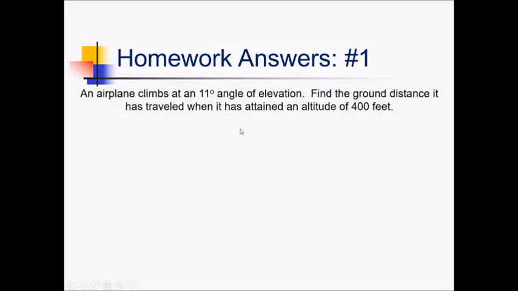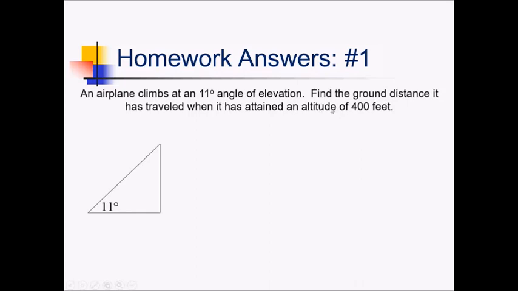For this word problem, let's start by getting a picture. So we have an airplane climbing at an 11-degree angle of elevation. That tells us we're going to have a right side up triangle. And our angle of elevation is going to be this angle here between the horizontal and the hypotenuse. So there's 11 degrees in there. We want to find the ground distance it has traveled when it has attained an altitude of 400 feet.